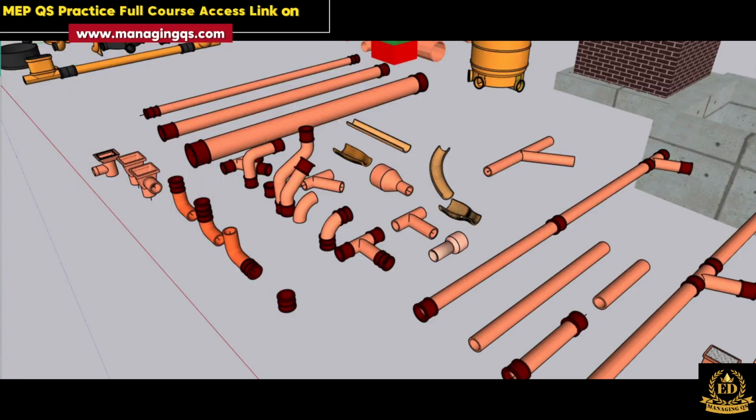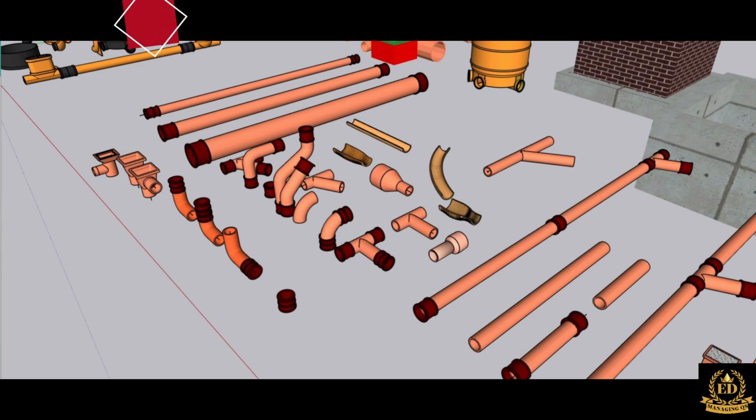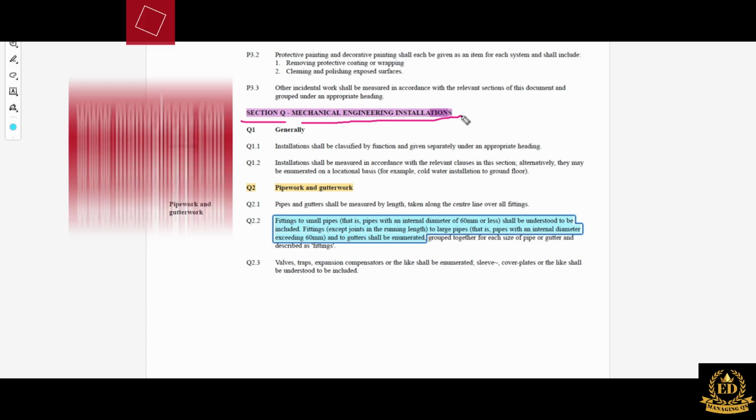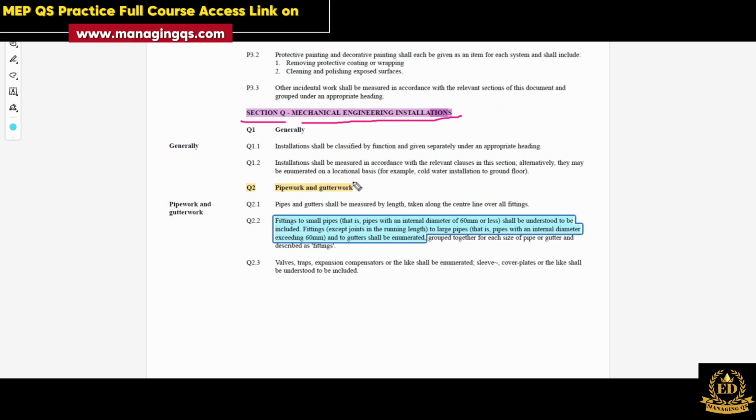At this point, you can ask a question. If fittings are involved in the pipe work, what about the measurement rules? Yes, we have an answer in the Principles of Measurement International, the POMI book, section Q 2.2. You can see section Q, the mechanical engineering installation. Under this main section, there is a subsection, pipe work and ductwork. So Q 2.2 mentions fittings. So we have an answer.